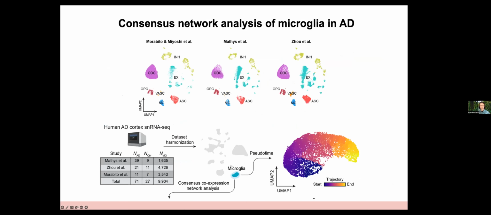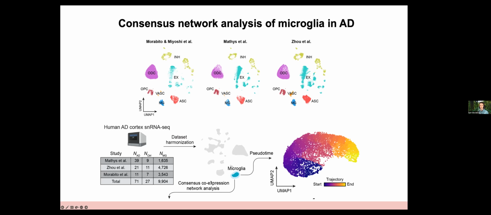So we took 3 published data sets of human AD: our data set, the Mathys et al. data set, and the Zhou et al. data set from Washington. We put them all together and integrated them using Harmony. Then we took the microglia population and performed pseudotime analysis. I'm not showing it here, but we oriented the start and the end by where classical homeostatic markers are expressed versus where the DAM markers are expressed. And then we took all of this for consensus co-expression analysis.